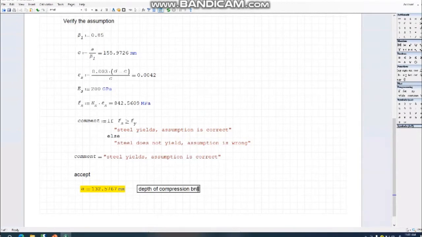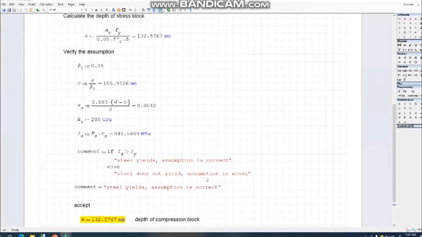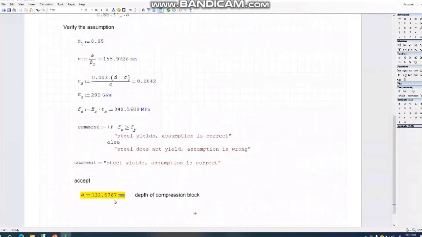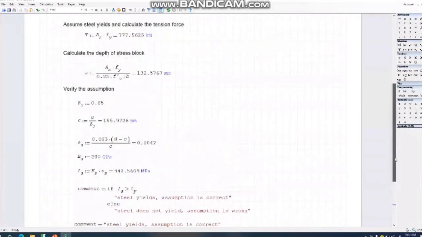But if your assumption is wrong, you will compute for another a, and that process gives you quadratic equations, so you get c first, then a. But since the assumption is correct, this is the answer. So the first question is answered, check.